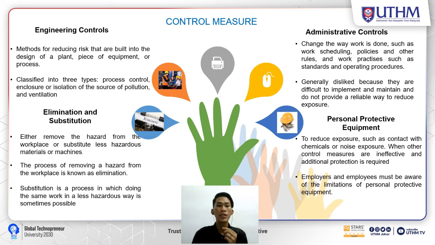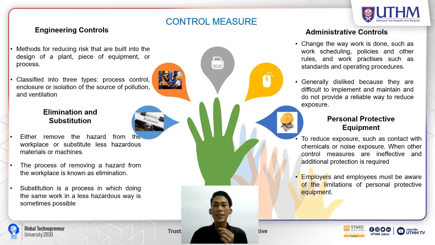Engineering control is a method for reducing the risks that are built into the design of a plant, piece of equipment or process. So engineering control is classified into 3 types, which are process control, enclosure or isolation of the source of pollution, and ventilation.